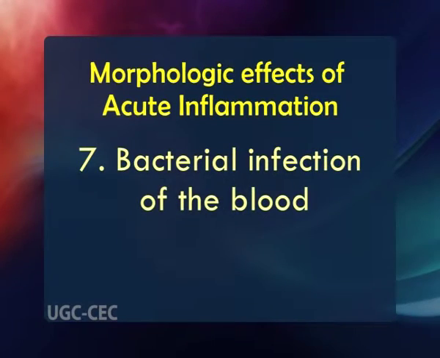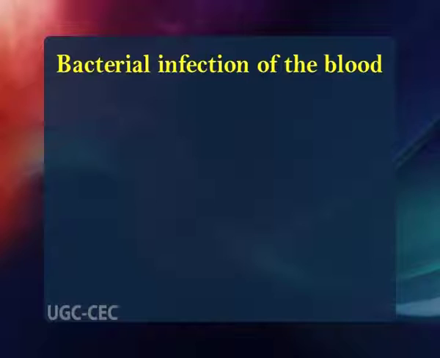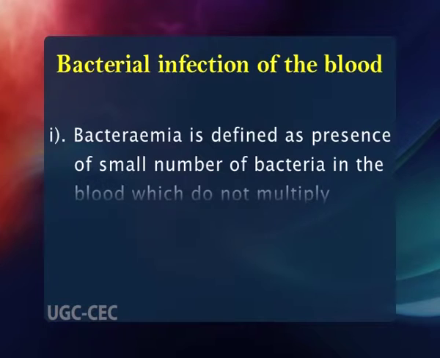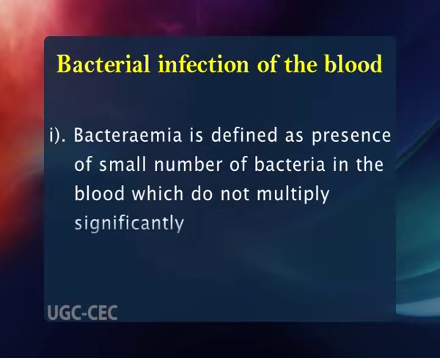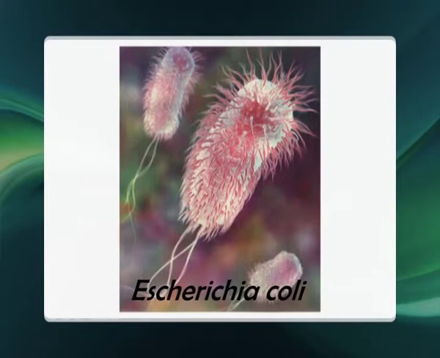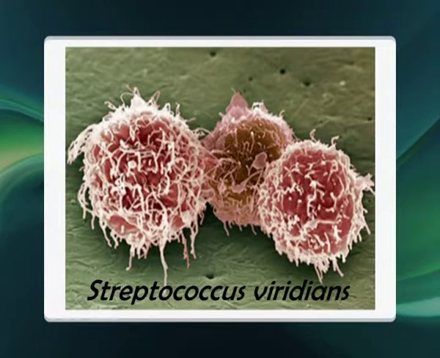Now, bacterial infection of the blood. This includes the following three conditions. First, bacteremia is defined as a presence of small number of bacteria in the blood which do not multiply significantly. They are commonly not detected by direct microscopy. Blood culture is done for their detection. For example, infection with Salmonella typhi, Escherichia coli, and Streptococcus viridans.